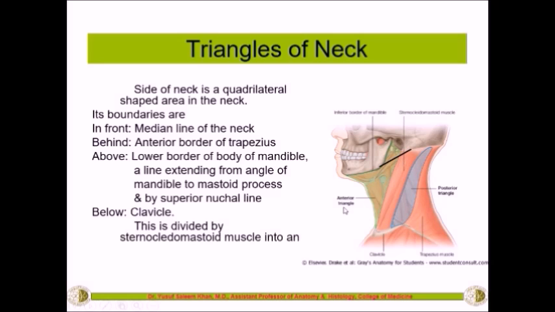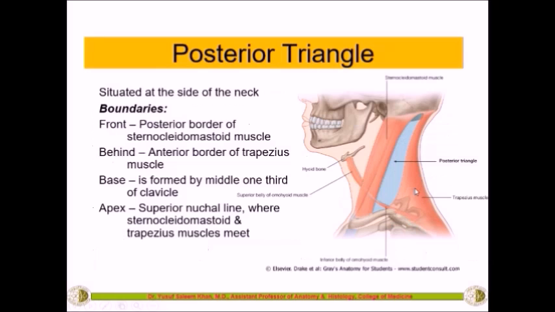This area is divided, as I said, by the sternocleidomastoid muscle into an anterior part and a posterior part. The anterior area looks like a triangle and is called the anterior triangle, and posteriorly we have the posterior triangle. So the sternocleidomastoid muscle divides this whole area into the anterior triangle and the posterior triangle. We'll begin with the posterior triangle, then come to the anterior triangle. Now, for the posterior triangle, we should know its boundaries first.